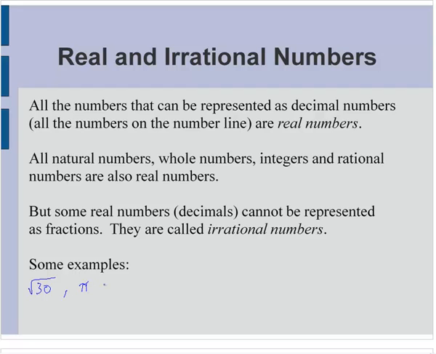Pi is also an irrational number. It can be approximated as 3.14, but it cannot be written as a fraction where both the numerator and denominator are integers. Another example would be the square root of 2. Square root of 2 is approximately 1.4. That's just an approximation. It is not an exact value. So these are just a few examples, and there are other examples out there, but these are just the basic ideas that we need to get across.